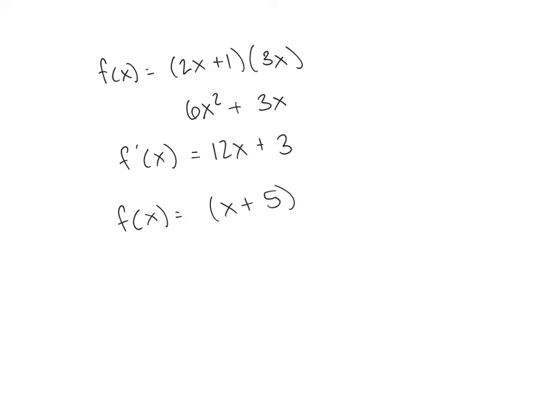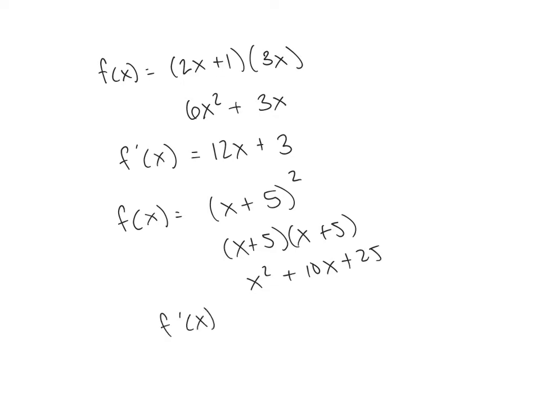What if I asked you to find the derivative of x plus 5 squared? Again, you could FOIL it out, write it out twice, then multiply it, and then take the derivative of that function using the power rule. However, what if I asked you for something a little bit more complicated? What if it looked like this? Now that's where we come into some trouble.